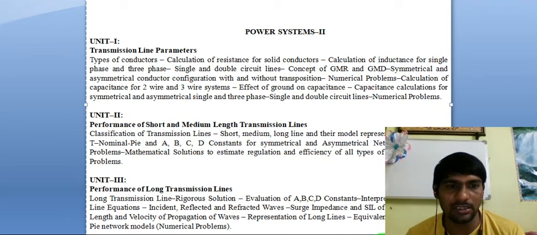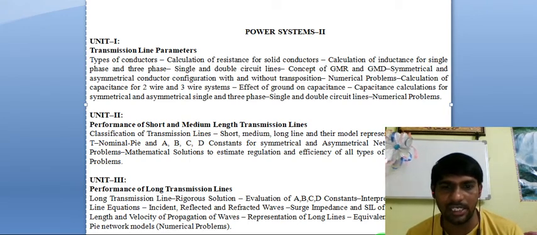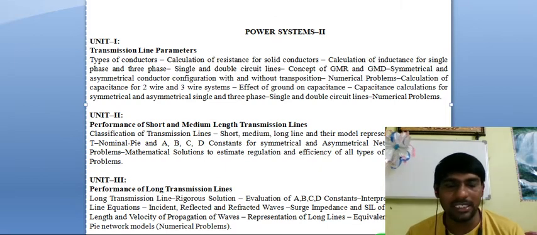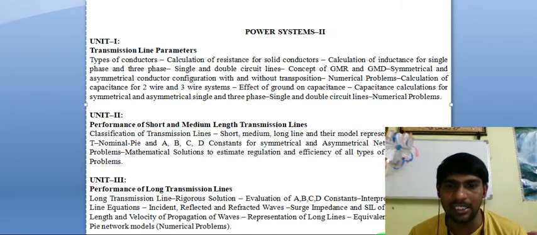Next, unit number 3. This is performance of long transmission lines. In the last unit we discussed the short and medium transmission line performance. In this unit we need to find the performance of the long transmission lines. For a long transmission line we need to calculate the A, B, C, D constants, and then we go on to calculate the performance of the long transmission line. This is unit number 3.